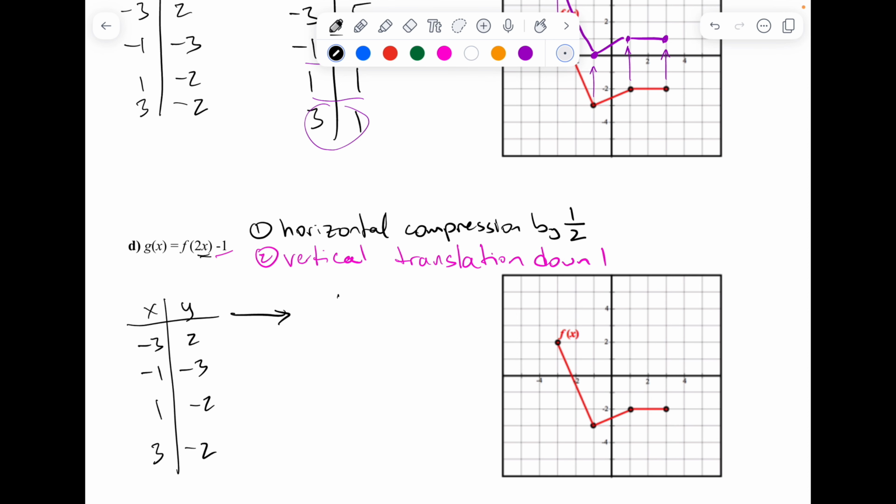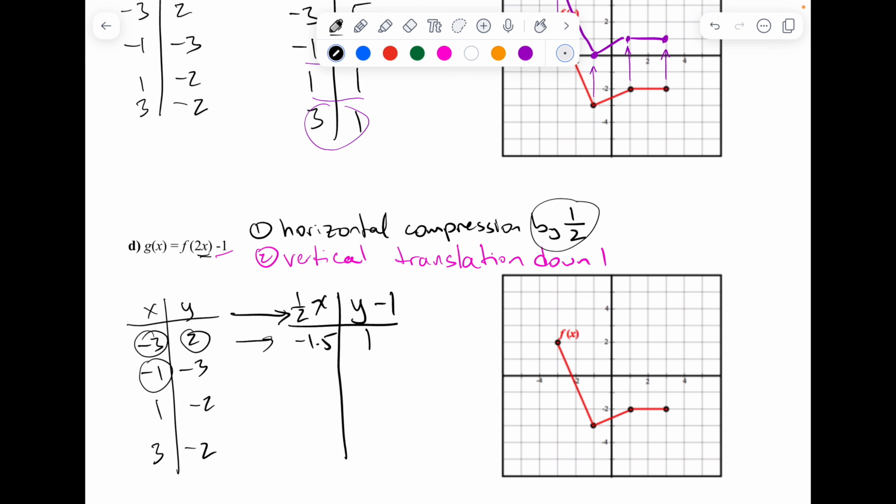Now let's write our rule. Well, horizontally, so the x's are being compressed by a half. So it's going to be a half x. And vertical translation, so y is down 1. So take away 1. All right. So negative 3, a half of negative 3 is negative 3 over 2. Or you can think of that as negative 1.5. And then the y value, 2 minus 1, is 1.